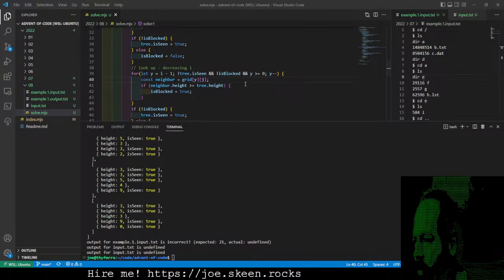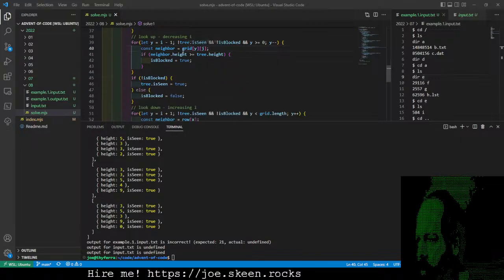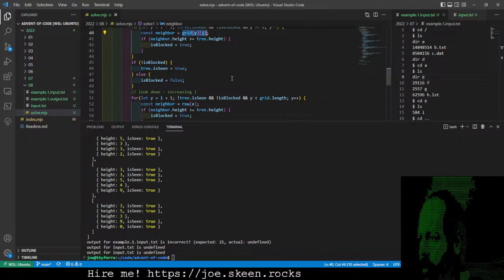I think those are the right values to get that cell. We shall see. Okay.